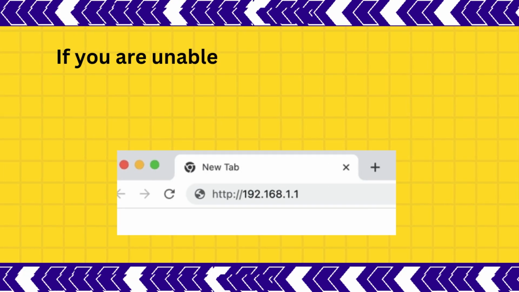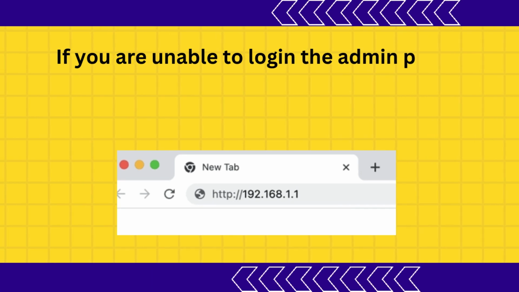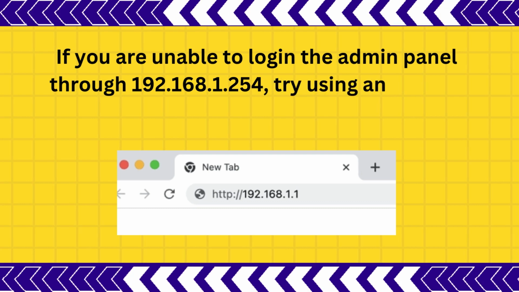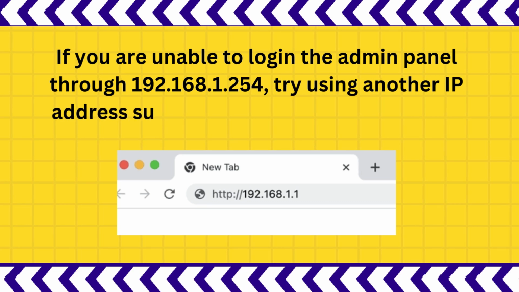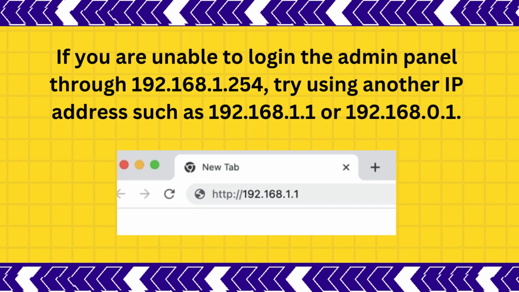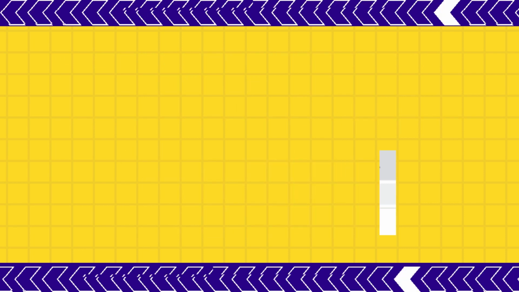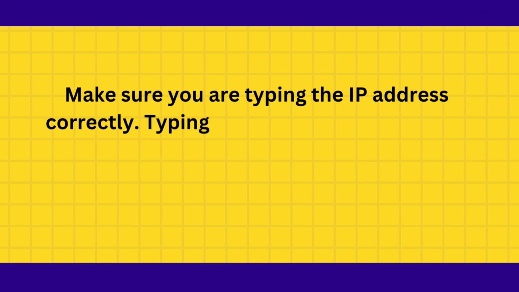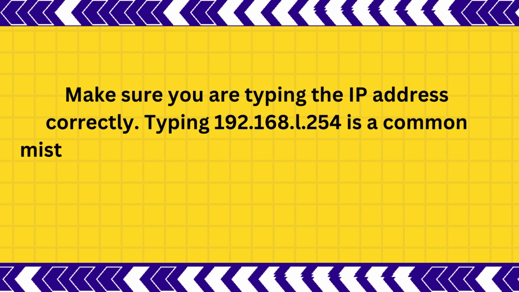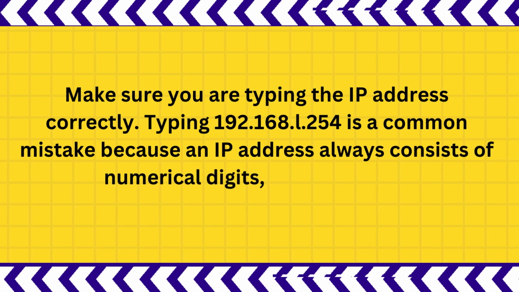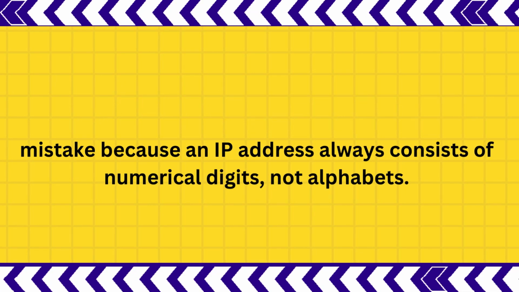Troubleshooting. If you are unable to log in the admin panel through 192.168.1.254, try using another IP address such as 192.168.1.1 or 192.168.0.1. Make sure you are typing the IP address correctly. Typing 192.168.L.254 is a common mistake because an IP address always consists of numerical digits, not alphabets.